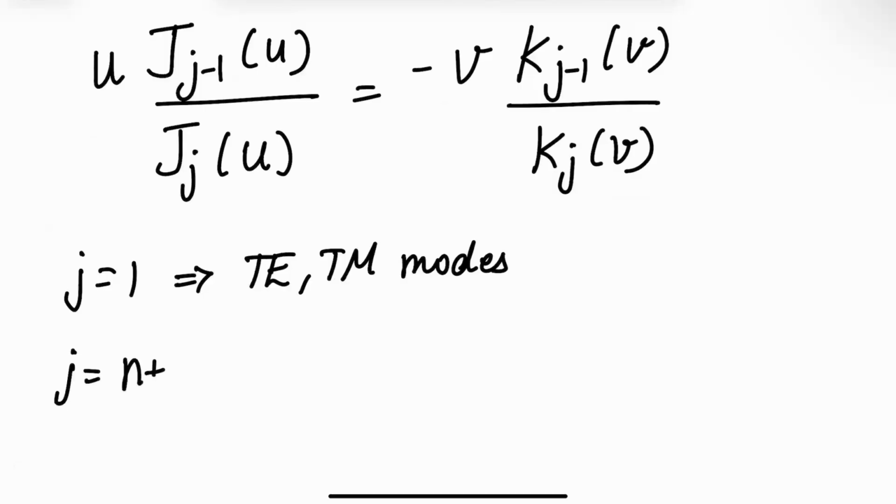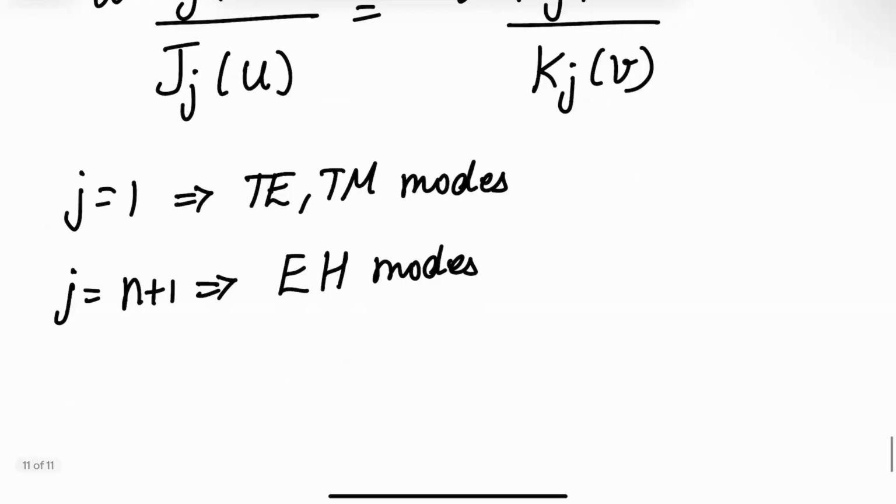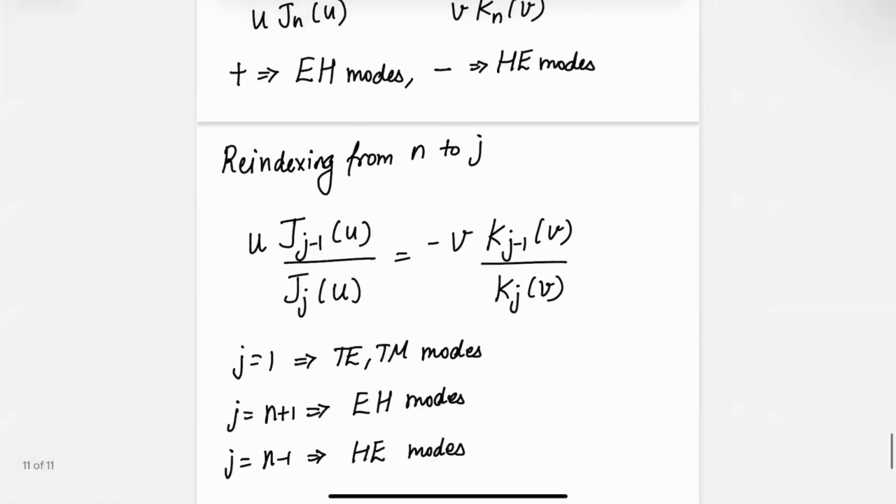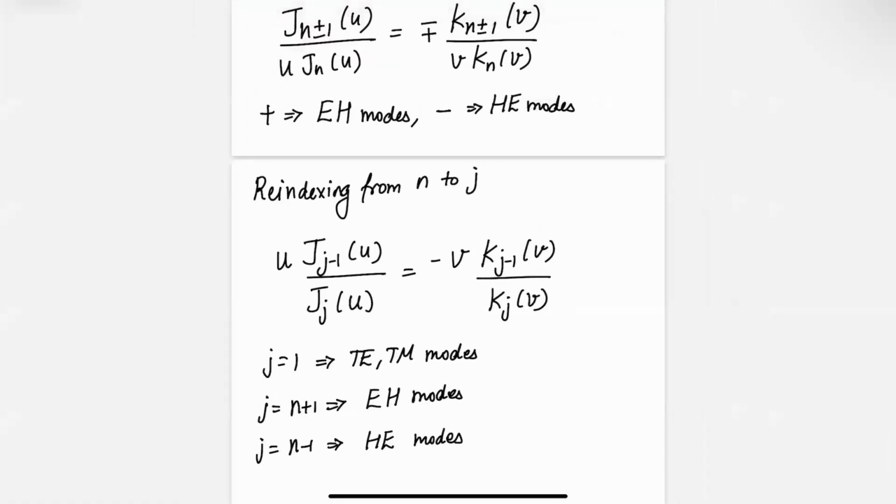J equal to n plus 1 gives EH modes. Okay, and j equal to n minus 1 gives HE modes. And you can kind of see that. So this is what I was trying to say earlier, is that if I just replace j with n plus 1, this becomes n plus 1, this becomes n plus 1, n. And that's exactly the same thing as this when you have the n plus 1 case, right? I've taken the inverse, of course, to go from here to here.